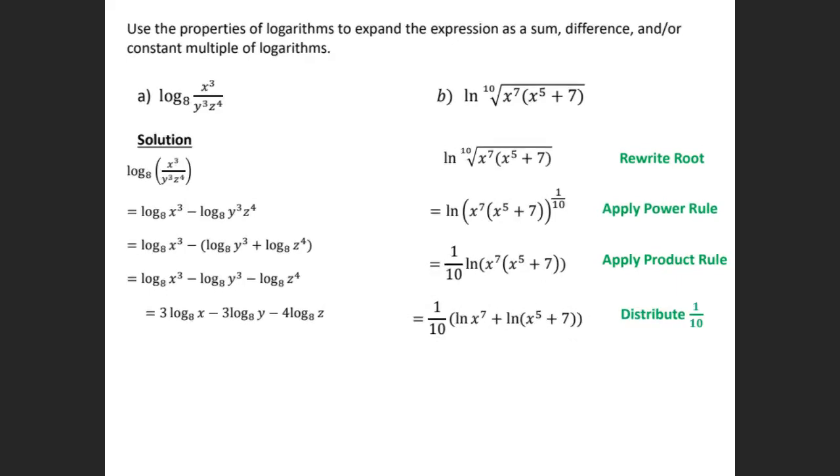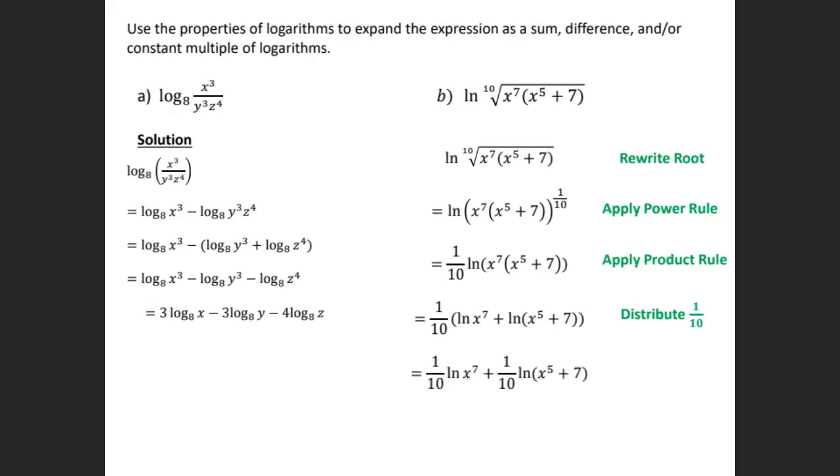Like I said, I think you can leave the answer like that, but just in case the computer might be picky, we'll distribute the 1/10. So the final answer is 1/10 natural log of x to the 7th plus 1/10 natural log of x to the 5th plus 7. Again, this we cannot combine. This is x to the 5th plus 7. We leave those alone. That's together, as a whole.